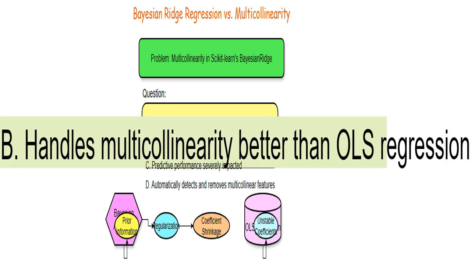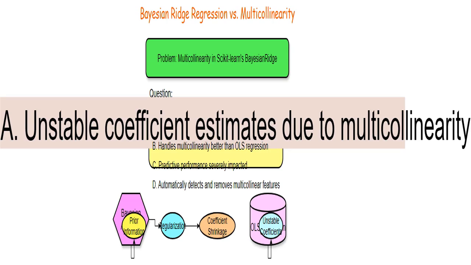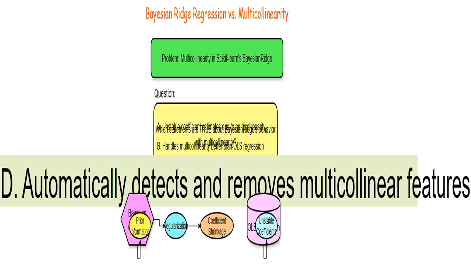This suggests Bayesian-Ridge is superior to OLS in managing multicollinearity. I'll evaluate if that's a correct assessment of its capability. This statement claims that the prediction accuracy of Bayesian-Ridge suffers greatly from multicollinearity. I need to verify if this is an accurate description. This option proposes that Bayesian-Ridge automatically identifies and eliminates correlated features. I need to determine if Bayesian-Ridge has this built-in feature selection capability.